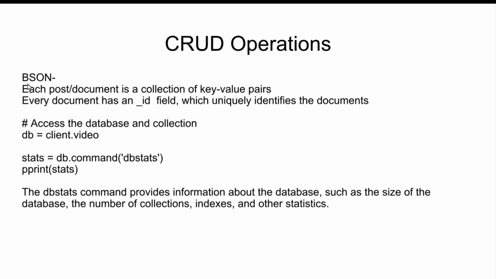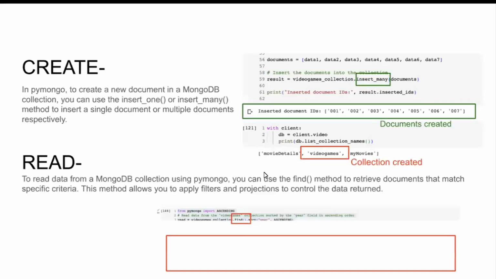Also, PyMongo uses BSON, which is binary JSON. Each document is a collection of key-value pairs. Every document has an ID field which uniquely identifies the document, so it will be the key and all the fields will be in the value. We can access the database and then retrieve the statistics using dbstats, which provides information about the database such as the size of the database, number of collections, indexes, and other statistics.